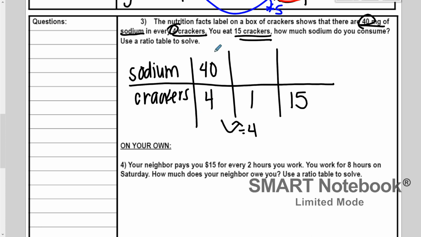But first, whatever we do to the crackers, we have to do to the sodium. So we're going to divide both of them by 4 to get 10 milligrams of sodium in 1 cracker. Now think to yourself, 1 times what is 15? Well, we can multiply by 15 to get 15. And then whatever we do to the bottom, we have to do to the top. So go ahead, work ahead.